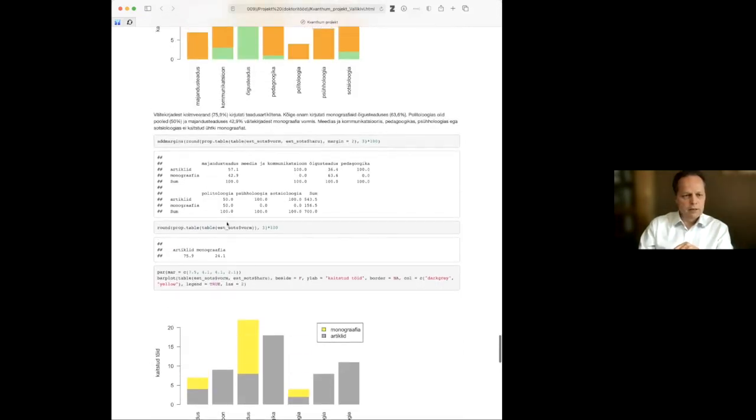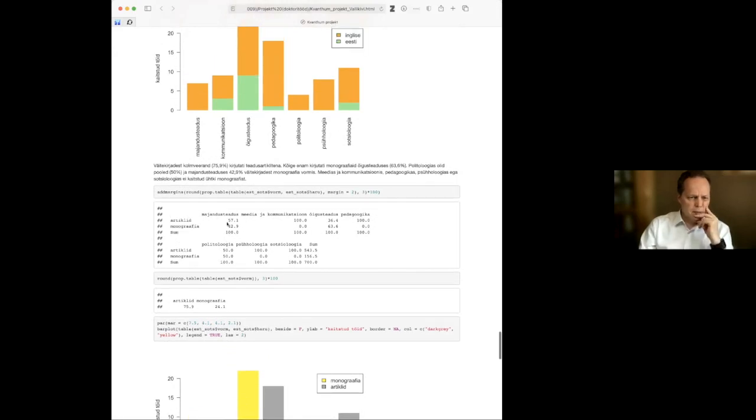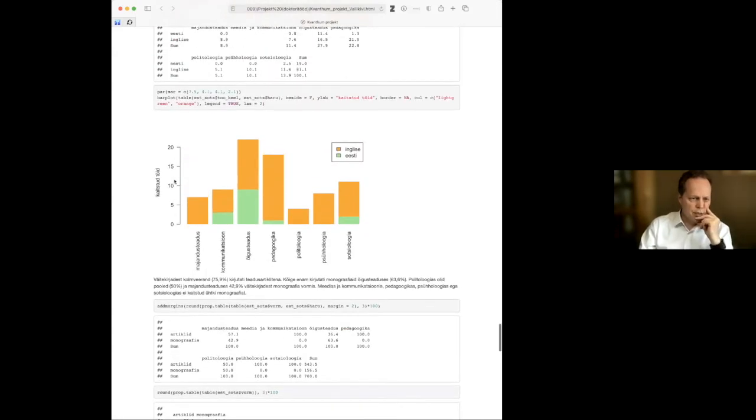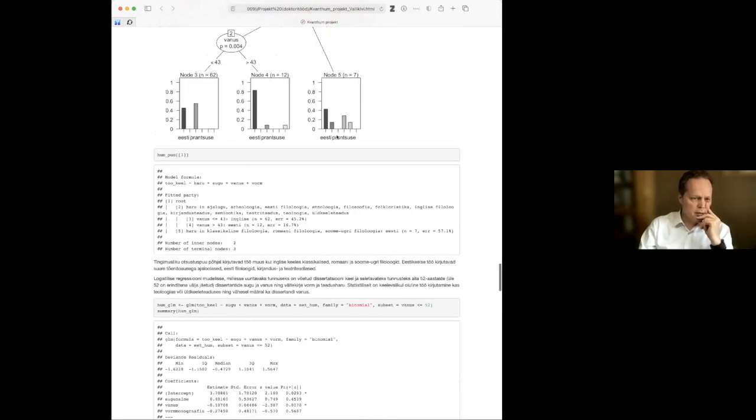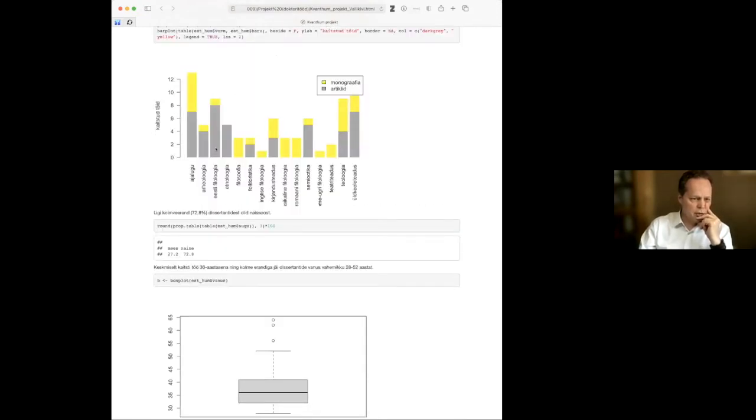When we look at the humanitarian fields, there is a bit more. History is about half and half, theology about half and half. But for instance, archaeology, ethnology, external philology, general linguistics, they also tend to write articles rather than monographs. So this is a trend.